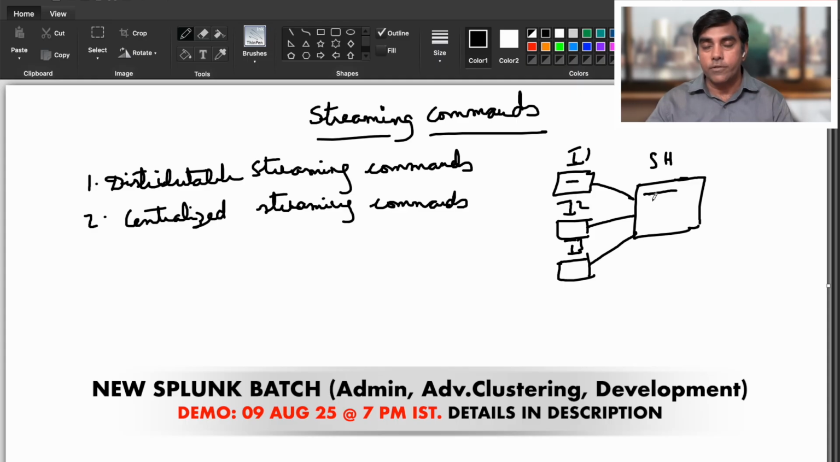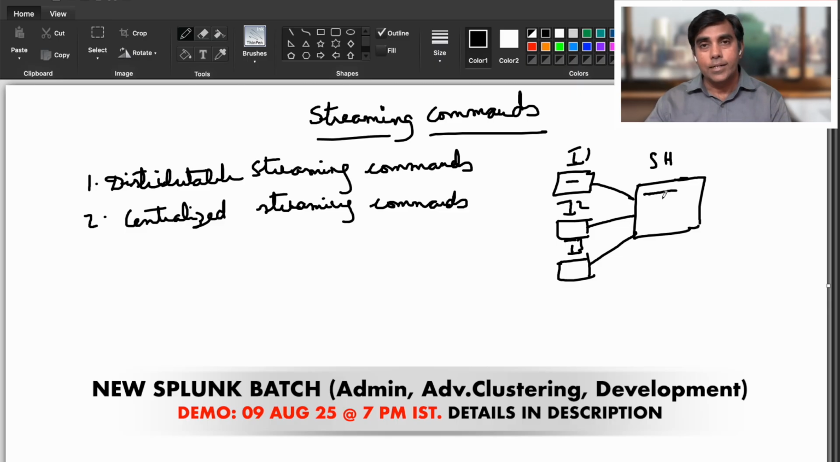So then which streaming commands do we have to use? We have to use centralized streaming commands. Centralized streaming commands also analyze event by event. But the specialty of centralized streaming commands is that they can collect the data and pass it to the search head, so that we can use the entire data and get the results. So that is the use of centralized streaming commands, right?